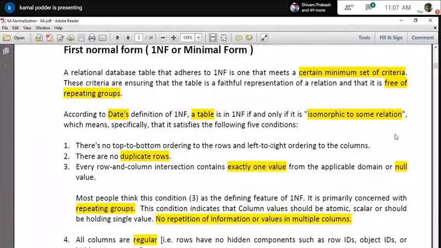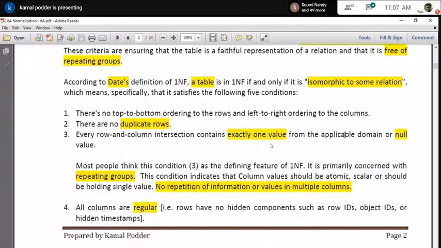But generally speaking, on the basis of our experience, we find that when we are practically trying to design any database, up to third normal form is necessary. Okay, now let's see what it is saying.